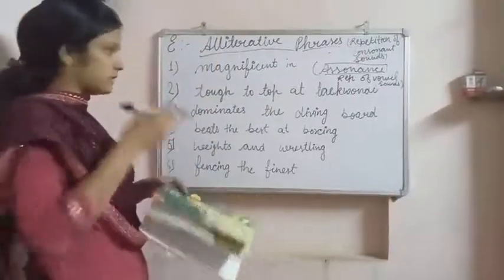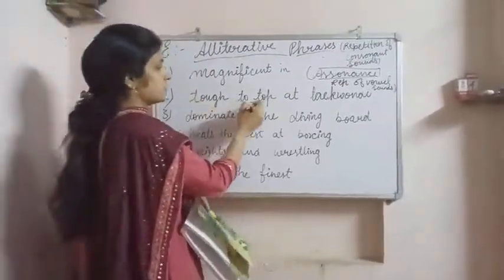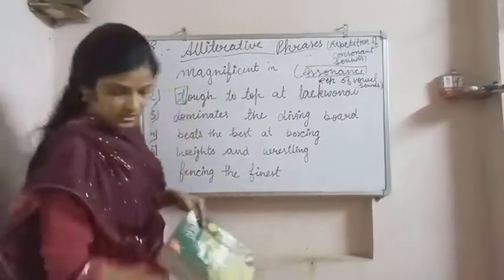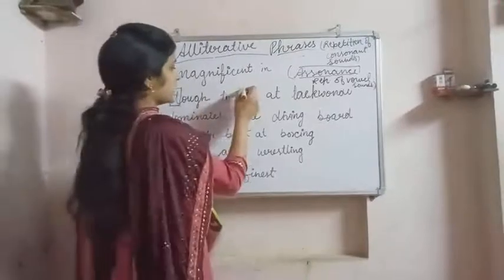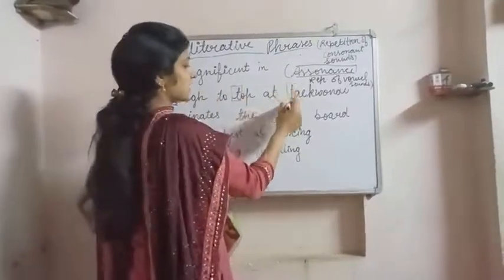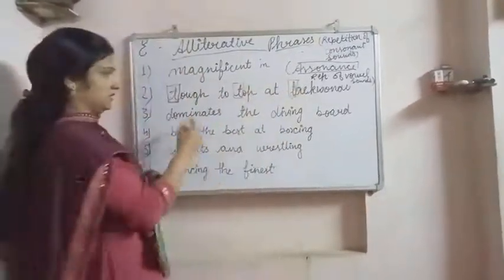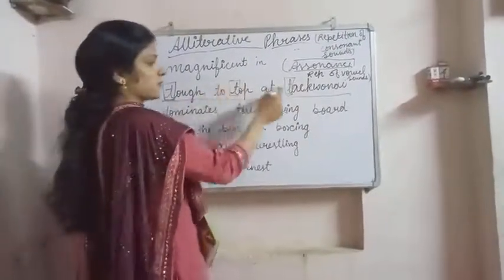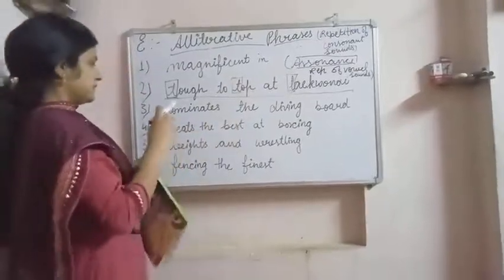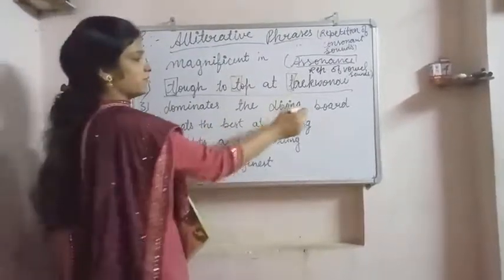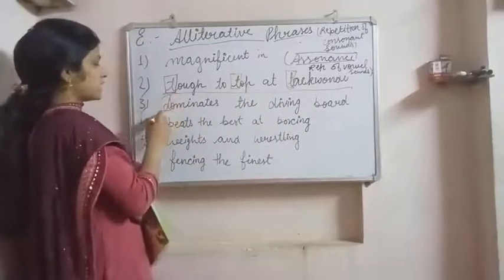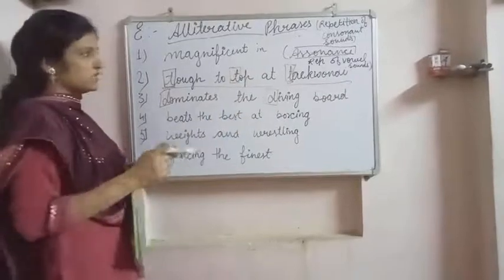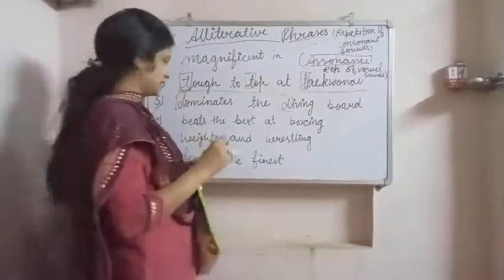For example, I have written here some examples. Tough at top at taekwondo. Tough, T is a consonant. Again T is repeated here, and in taekwondo also T is repeated. So it is an alliterative phrase. The next, dominates the diving board. The sound D is repeated here again and again, in dominates and diving. So it is again an alliterative phrase.